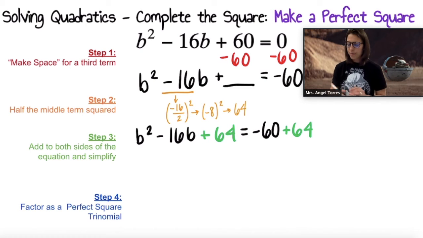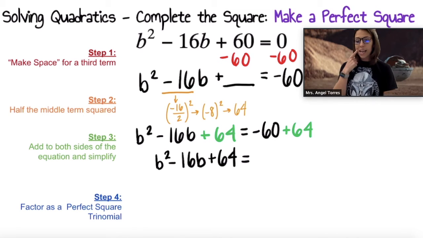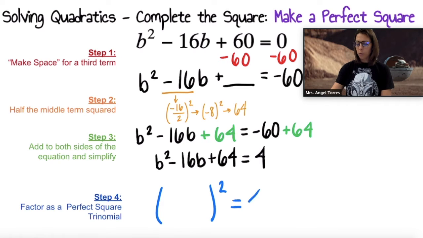Let's simplify. Well, the left side can't be simplified anymore, so I'm just going to leave that as b squared minus 16b plus 64. But the right side, negative 60 plus 64, is positive 4. So what have we just done? We've created a perfect square trinomial. So to factor it, we're going to set up our binomial square equal to 4.